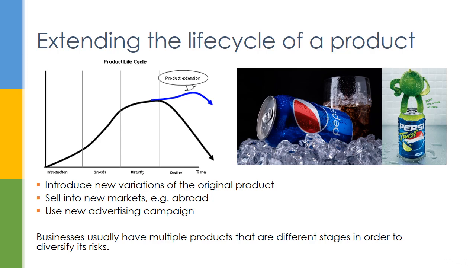So businesses normally try to have many different products at different stages of the life cycle, because if you have multiple products, if one of the products enters decline, you have another one going from growth to maturity. If you have too many products in the maturity stage, although you might be selling a lot, there is a chance that all of them could go into decline and your business may fail. So in order to diversify your risks, you have to make sure that your products are at different stages. Your product portfolio has a lot of variety.